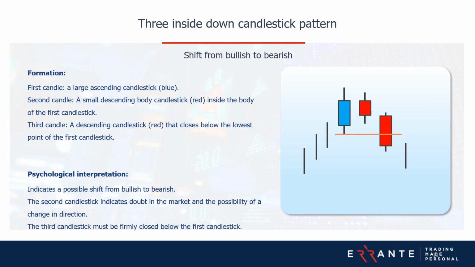And then we have a confirmation with the third candle. The pattern is confirmed by a third red candle that closes below the lowest point of the first candlestick, as you see here. This indicates that the bears have taken control and that the prior uptrend may be reversing. So psychologically, as stated here, the pattern narrates a story of market dynamics. Let's say the strong initial bullishness is met with skepticism on the second day, as evidenced by the small bearish candle.